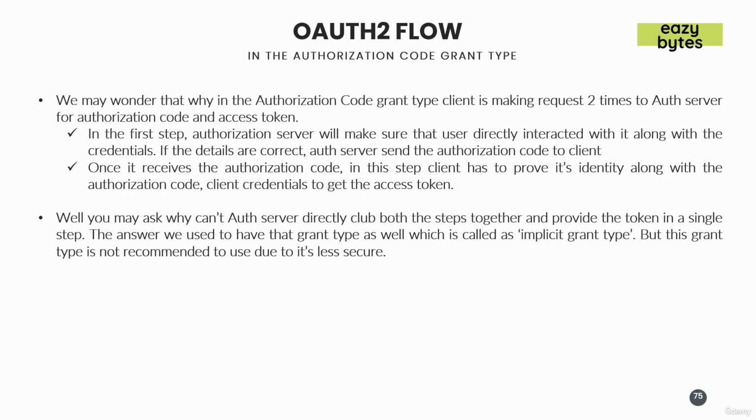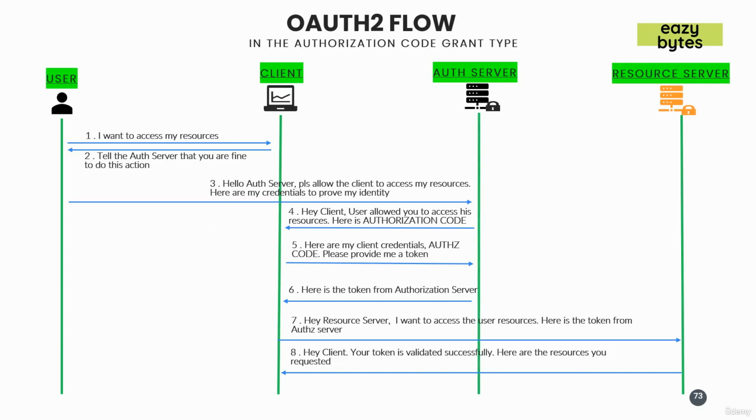With this, I'm assuming you understand what the authorization code grant type inside the OAuth2 flow is, and how the navigation or request and response will flow during the authentication and authorization flow.